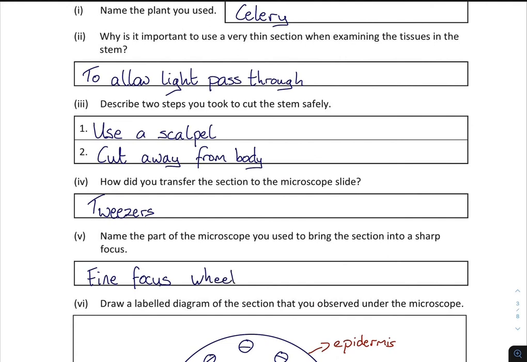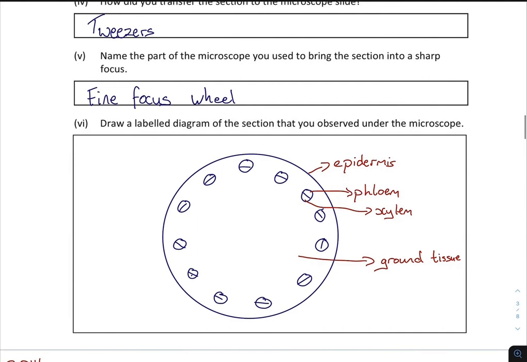So the fine focus wheel. And then draw a label diagram of the section you observed under the microscope. Okay, so this is what you would see.